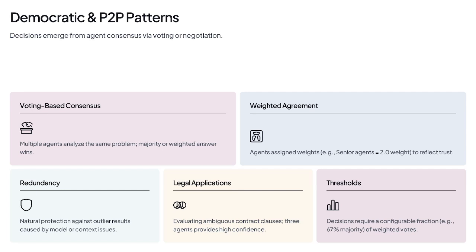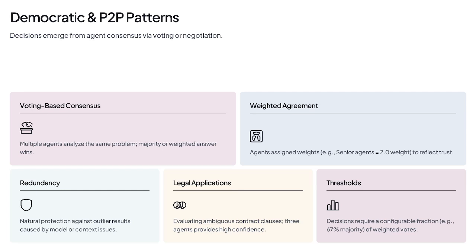So democratic and peer-to-peer patterns operate on voting-based consensus. Multiple agents analyze the same problem. Majority or weighted answer wins. So the agent that carries the majority vote wins and is assigned the problem and solves it. We also have weighted agreement. Agents assign weights to the problem, and then the senior agent may carry a weight of 2.0 to reflect trust.